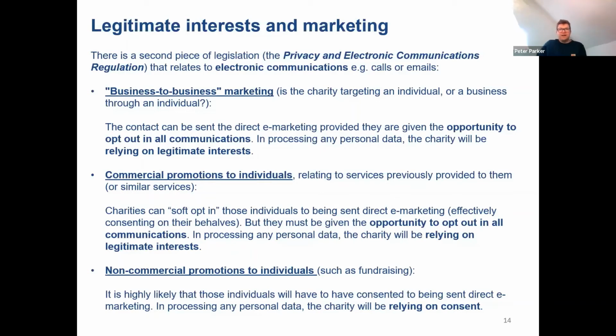However, finally, in relation to any non-commercial promotions to individuals undertaken by charities, which might include fundraising, it is highly likely that those individuals will have to have consented to being sent direct e-marketing. In processing any personal data, the charity will therefore be relying on consent. Finally, I would say that postal communications is not caught by the Privacy and Electronic Communications Regulation. So the only thing that charities need to think about in these circumstances is their data protection law compliance.